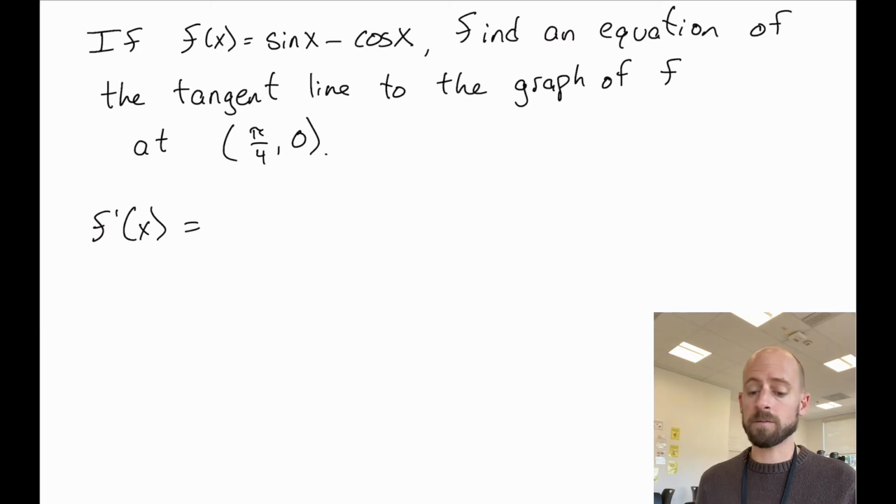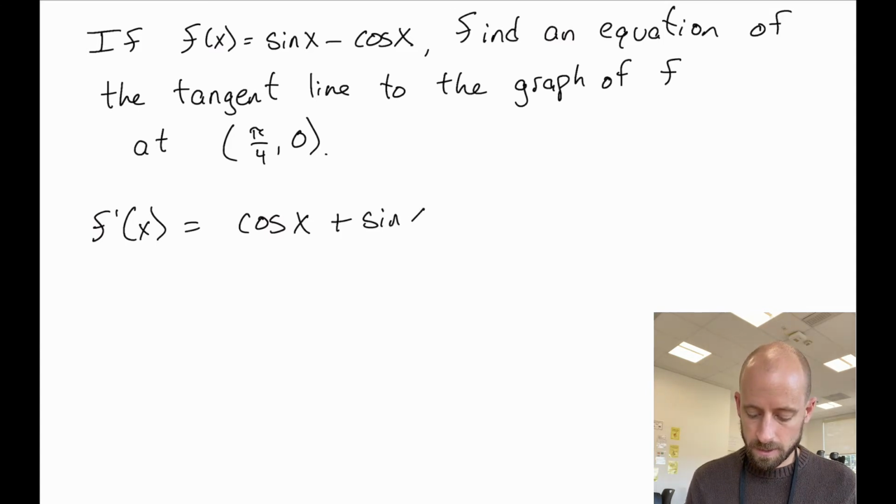Well, the derivative of sine is cosine, and the derivative of cosine is negative sine. I've got a minus a negative sign, so that's going to be cosine of x plus sine of x. Great. Now, that's the derivative, so that will tell me the slope at any x value that I want.